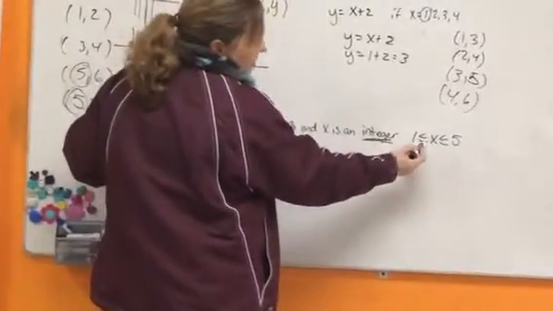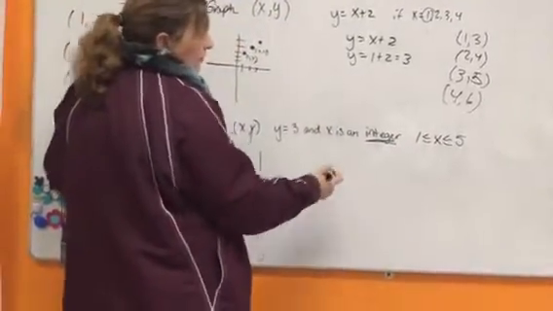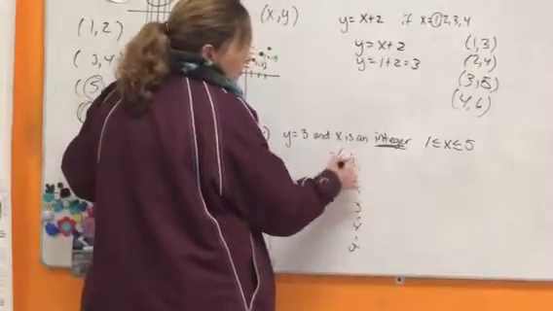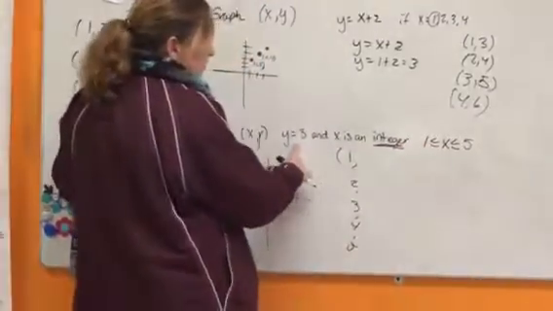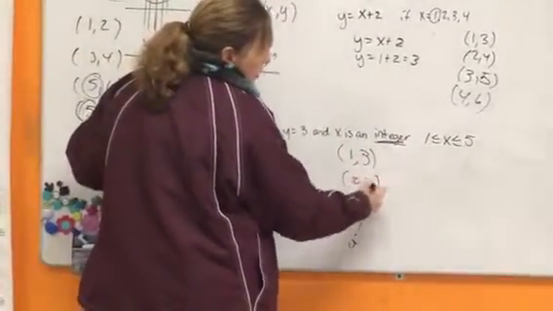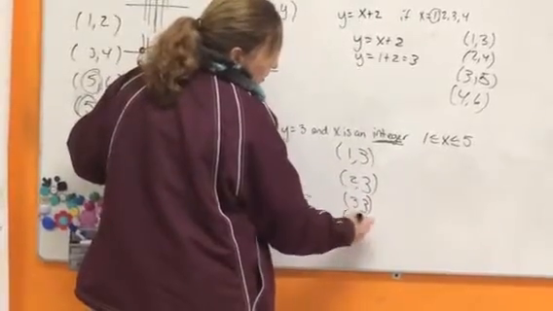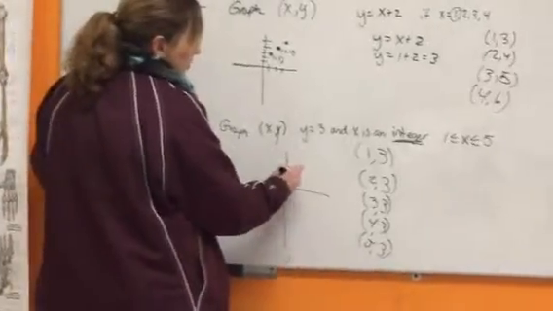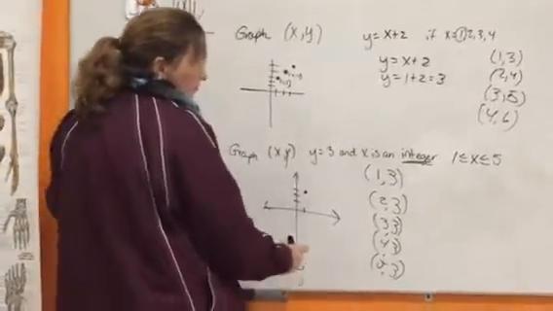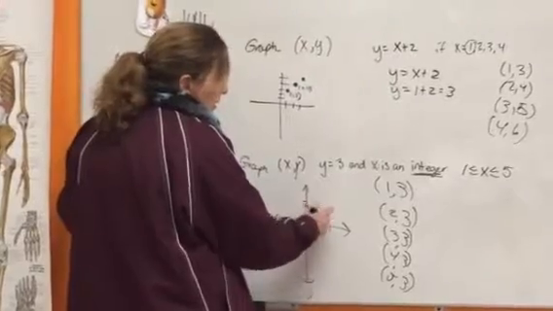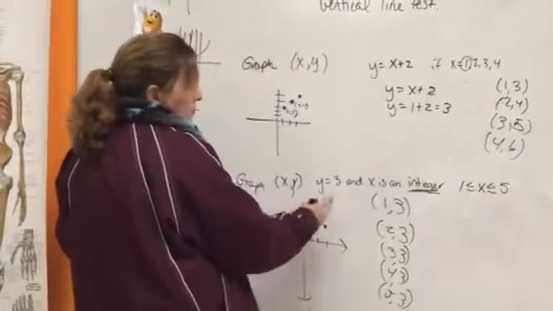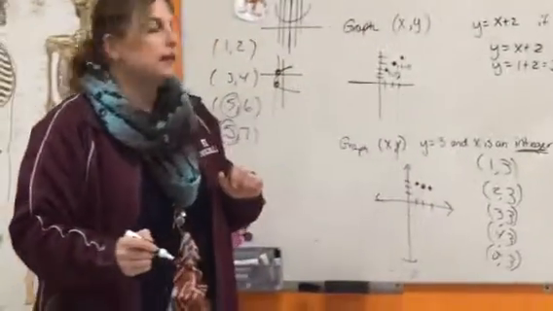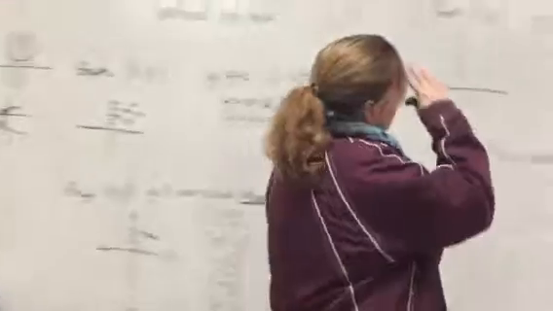We only have a few choices. 1 is less than or equal to x is less than or equal to 5. So I know 1, 2, 3, 4, and 5 are my integers that can be x. And then all my y's are going to be 3. So what's that going to look like? 1, 3 is over 1 and up 3 on my x and y axis. 2, 3 is over 2 and up 3. 3, 3. And if this was a line, the line of y equals 3, we would draw a line, but we're not doing that yet. So that's what that one would look like.